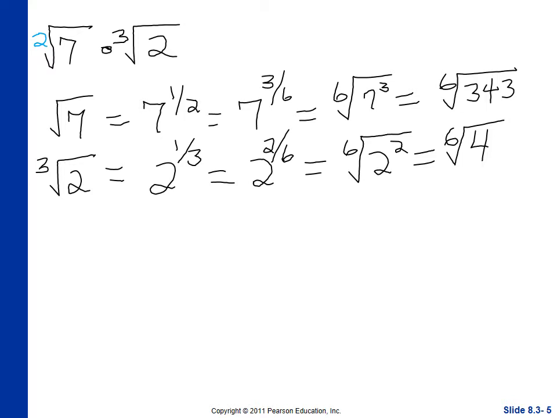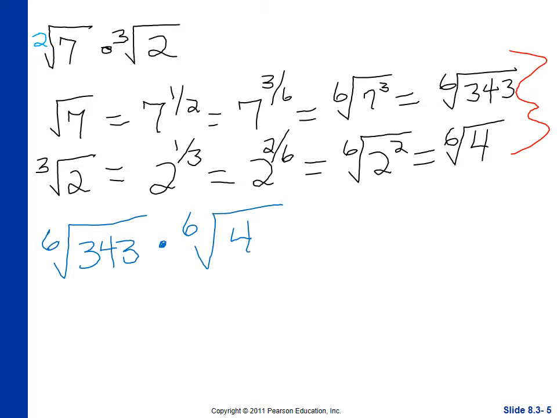Now we're going to go back and put these two back together. So we're going to end up with the 6th root of 343 times the 6th root of 4. Now we can multiply these. And 343 times 4 is 1,372.